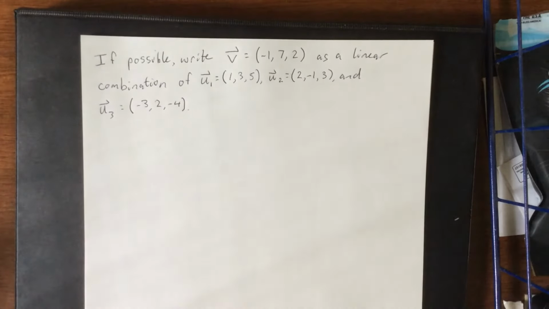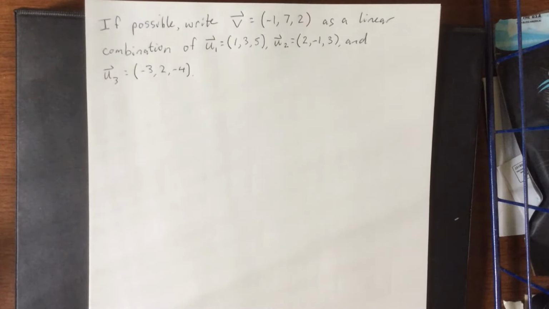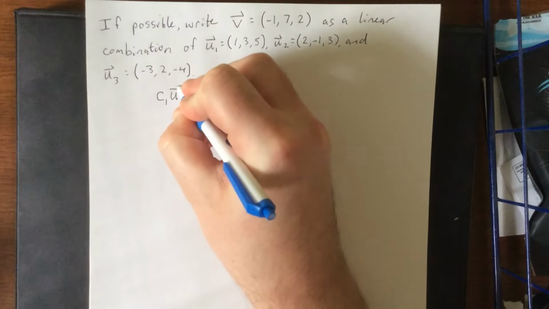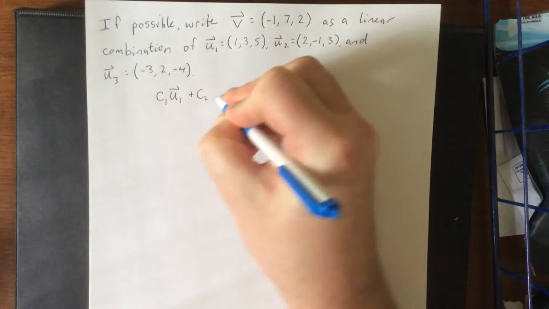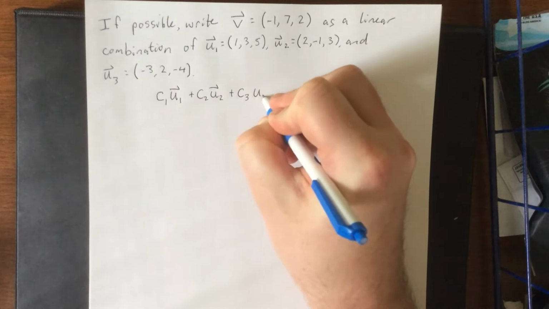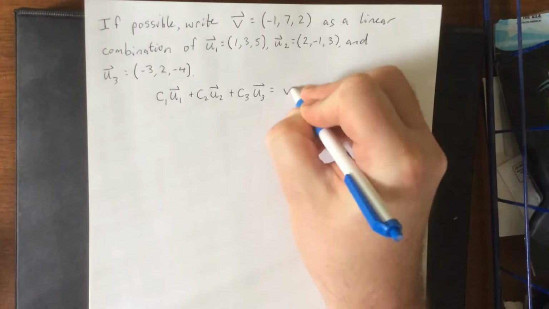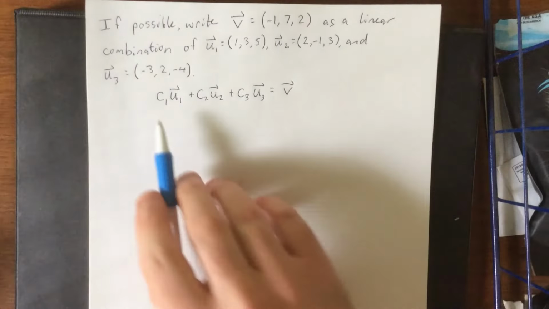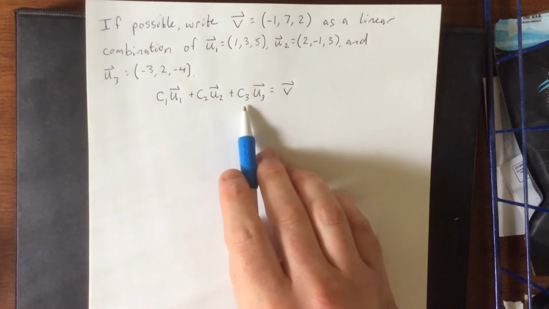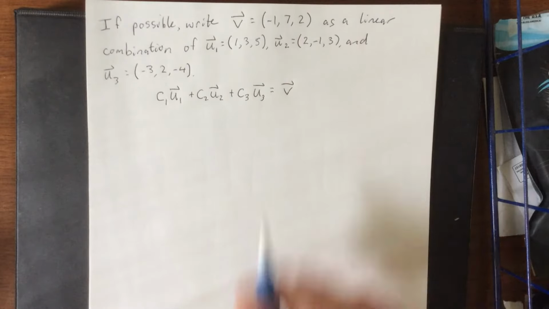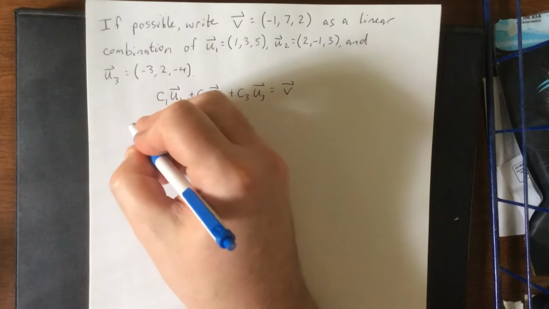So the first thing I'd like to do is set up what a linear combination of these three vectors would look like. So c1 times u1 plus c2 times u2 plus c3 times u3 is going to be equal to the vector v. Now our goal is to, if possible, solve for c1, c2, and c3, or prove that no such values exist. So first I'd like to write out what the full linear combination would look like.